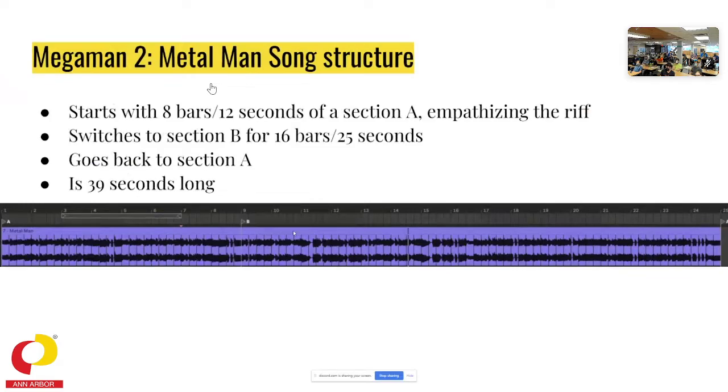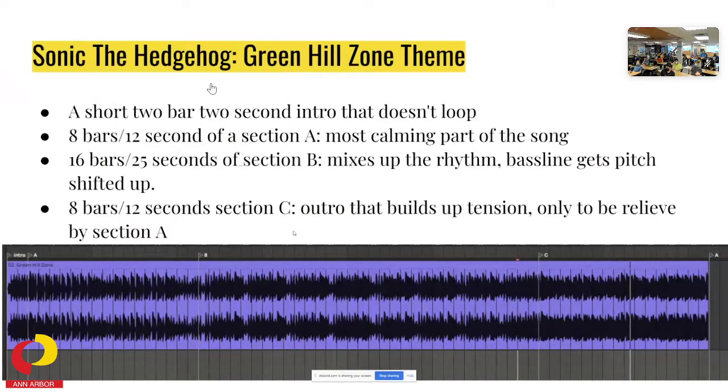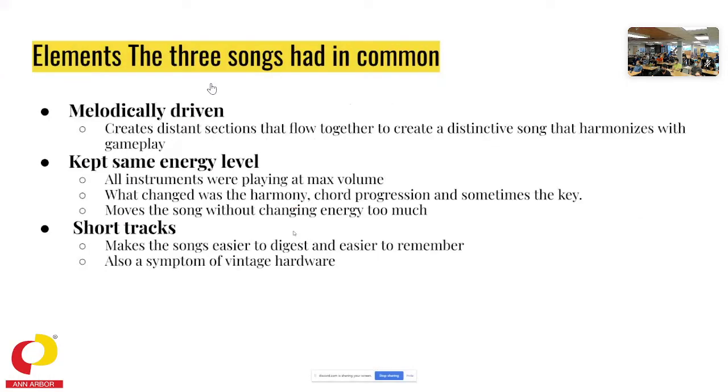It's 39 seconds long. And we have a song called Green Hill Zone. It has an intro that doesn't loop, then an 8-bar A section, which is the calming part of the song. Section B mixes up the song. The bass line gets a pitch up. It sort of builds tension. And then the outro takes the tension up to the climax for about 8 bars, only to go back to section A and get relieved by it. So there's a tension and release aspect to the Green Hill Zone.